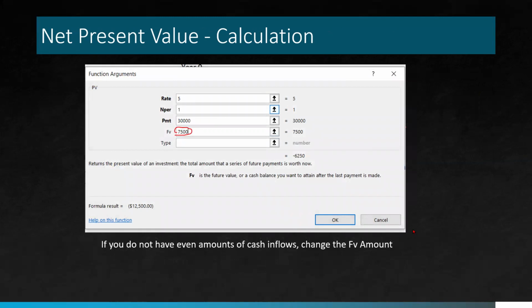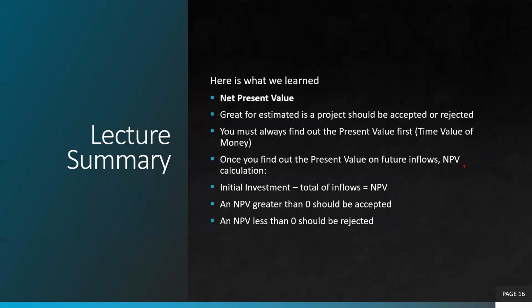Now here, if your cash inflows change each year, you can actually go in and change the future value number. So in year 1, if I say the future value is 7,500, and if I change this to year 2 and I change this to $10,000, it will automatically do the calculations for you. So you don't have to have an even amount.